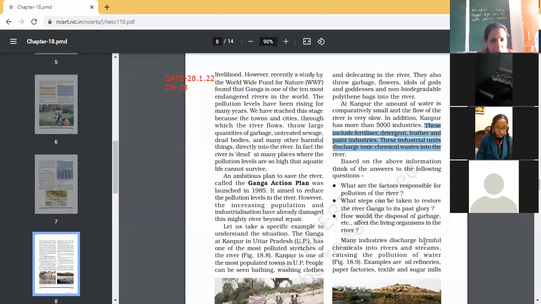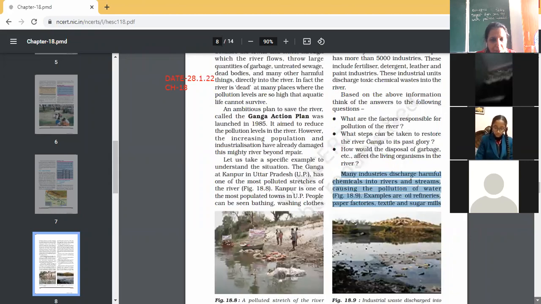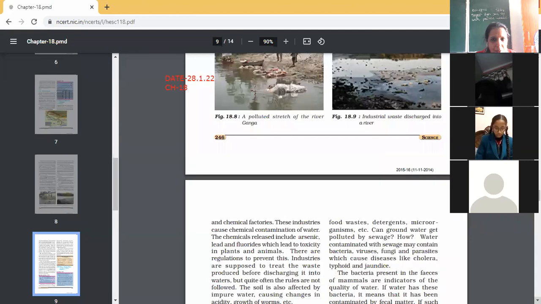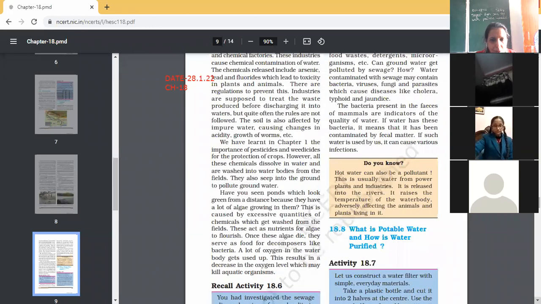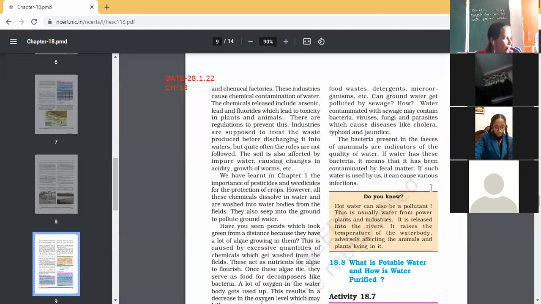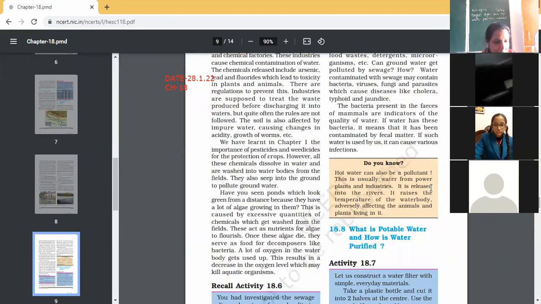Next, many industries, what they do? They discharge chemicals into the rivers and streams, causing the pollution of water. Examples are oil refineries, paper factories, textiles, sugar mills. See the figure. You can see how industrial wastes are thrown into the rivers. So it gets polluted. Each and every industry. So that's why it is said that before throwing water into the rivers or in the seas or in the ocean, it should be treated.